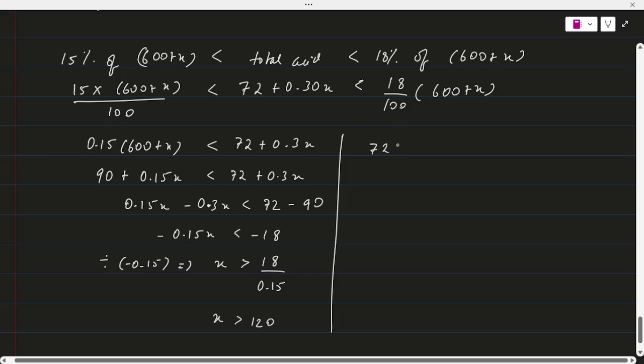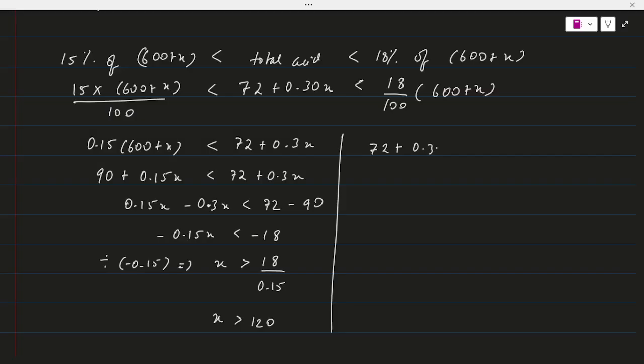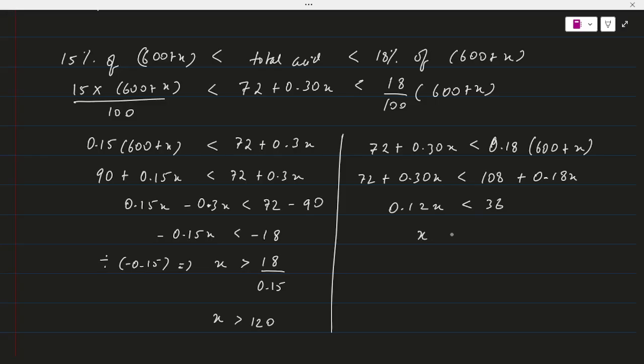Now let's continue for the second half. 72 plus 0.3X is less than 0.18 of (600 plus X). So this is 72 plus 0.30X. 0.18 into 600 becomes 108. Now 0.30 minus 0.18, we'll have 0.12X. 108 minus 72, we have 36. So X is less than 36 upon 0.12. So X would be less than 300.